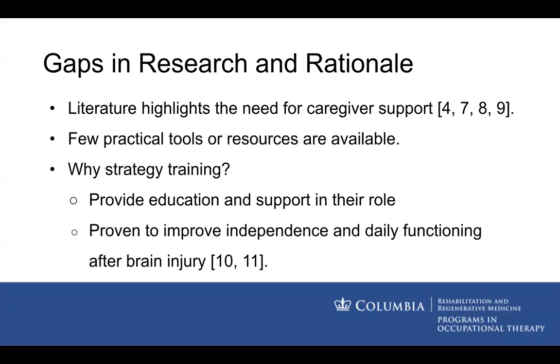And to address this gap, we chose to focus on strategy training rather than other burden reduction approaches such as promoting self-care strategies, exercise, and healthy diet, because we wanted to directly support caregivers in their role by providing education and practical tools that could help them care for their family members or loved ones more effectively. Additionally, the literature also highlighted that strategy training is effective in reducing the impact of cognitive impairments following brain injury and also contributes to increased independence for survivors.